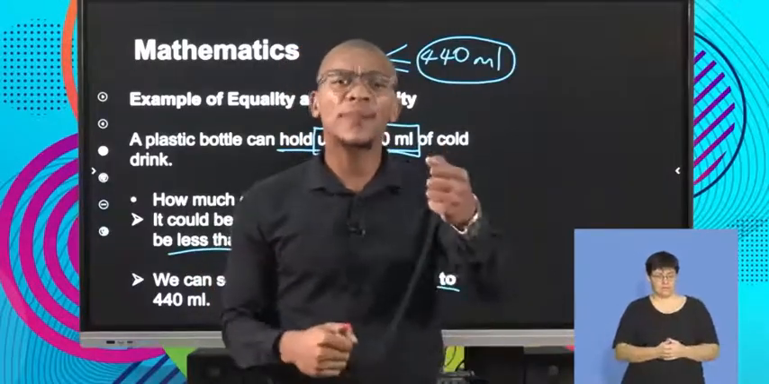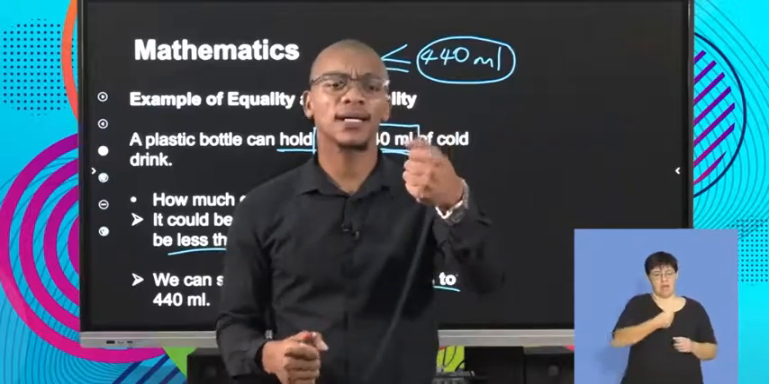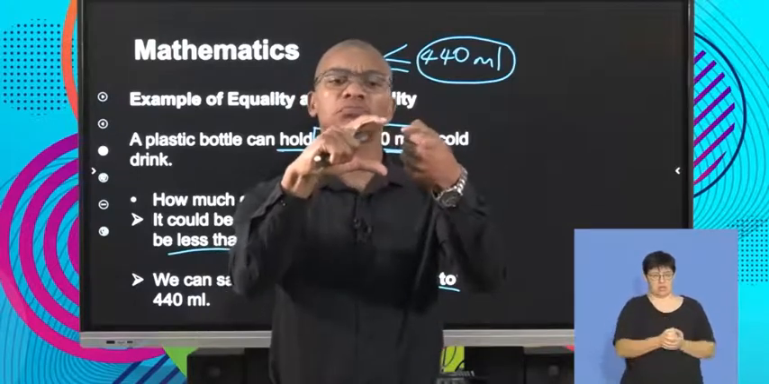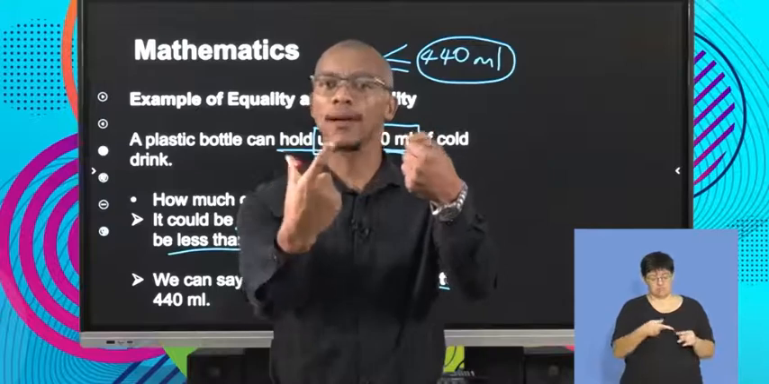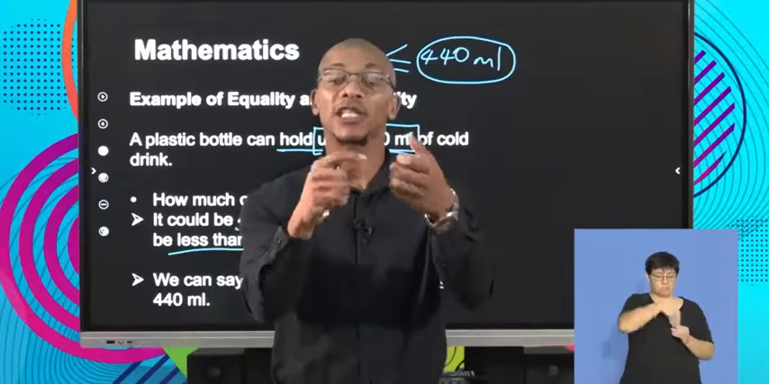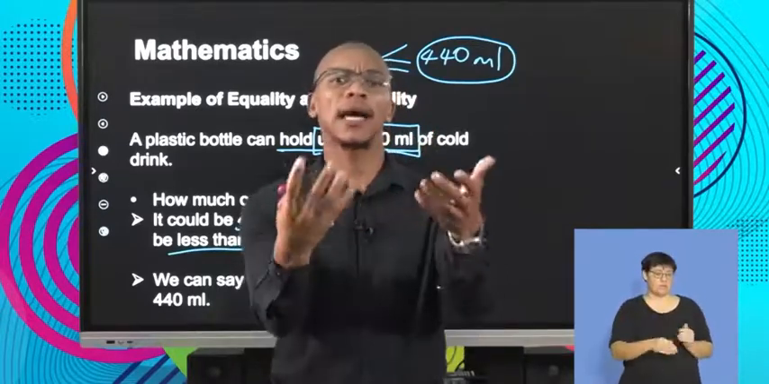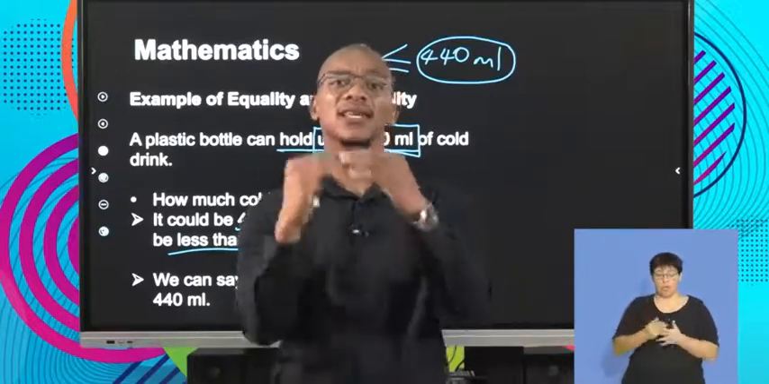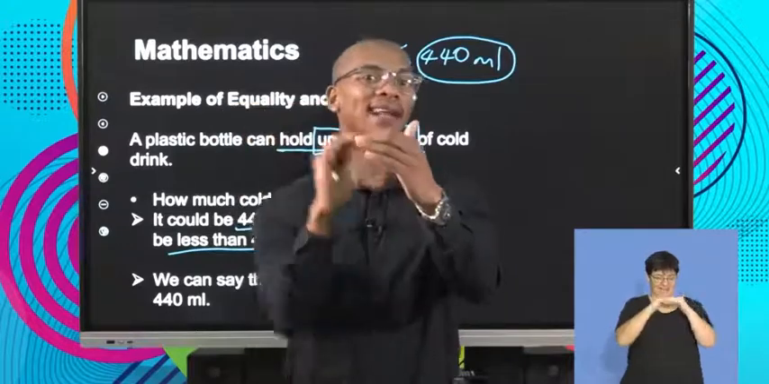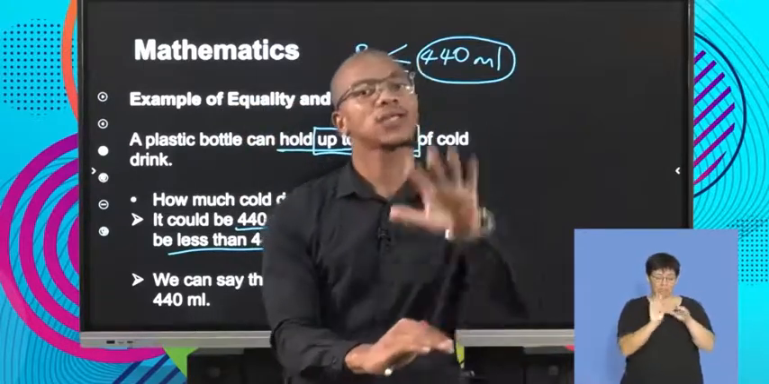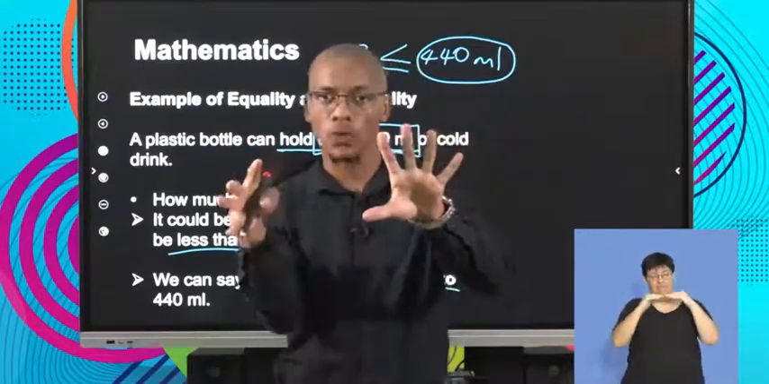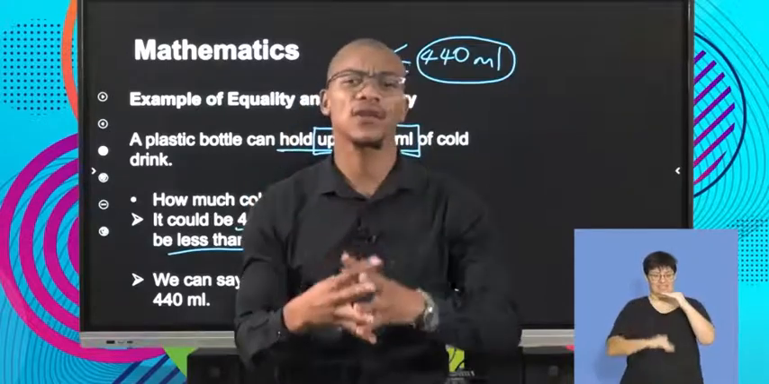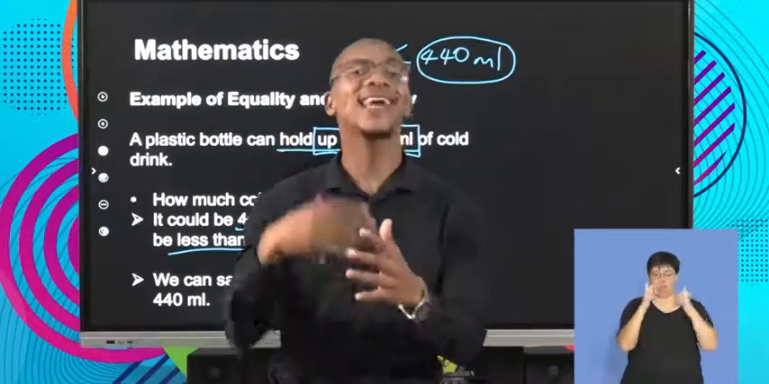You can even think about a mug. If I say a mug can hold 10 grams of sugar, maybe, that is the maximum, and I ask you how much sugar can be in the cup, you can say either 10 grams or anything less than the 10 grams. So you'll say mug less or equal to. That's how you look at inequality and equality.